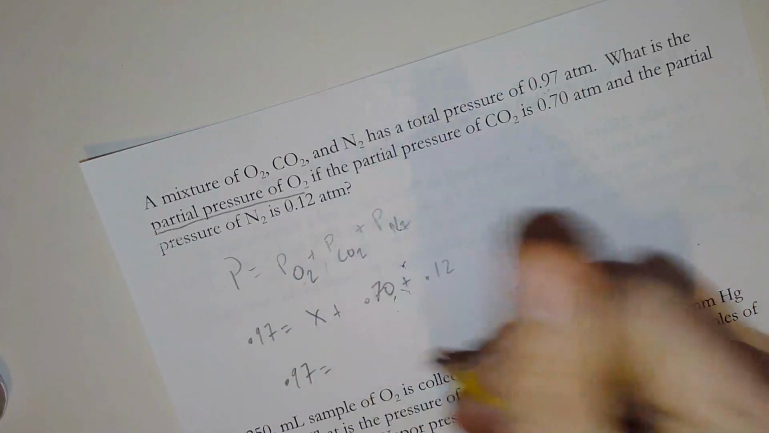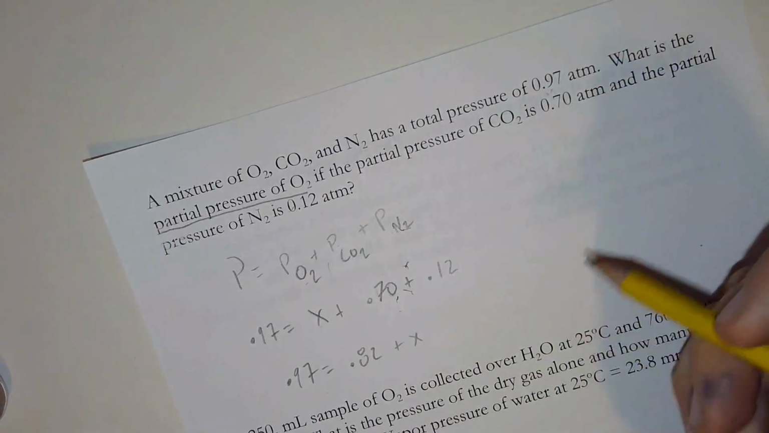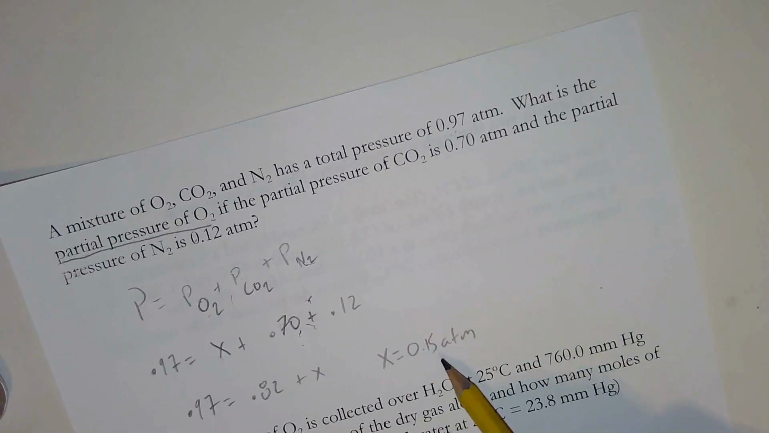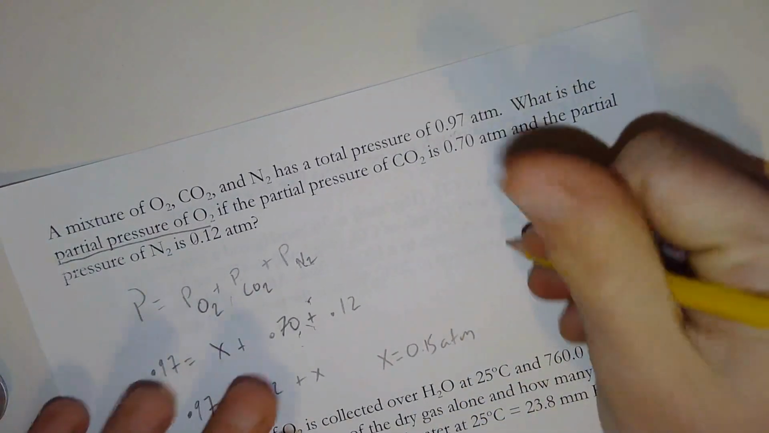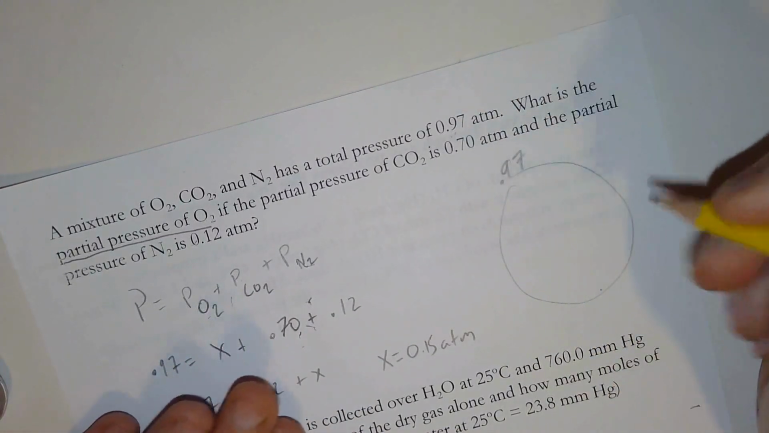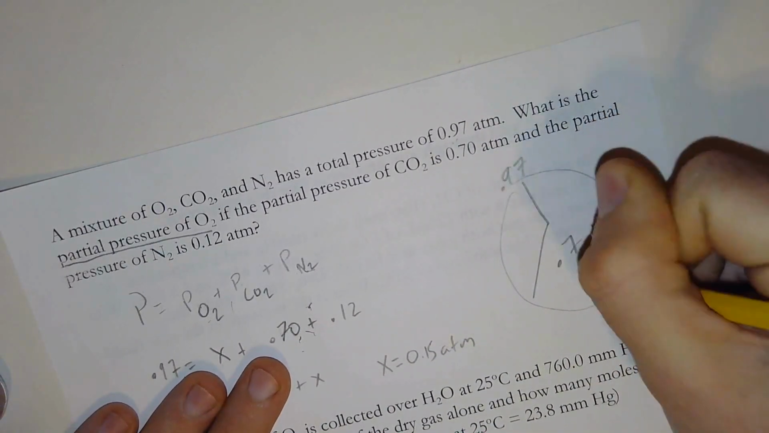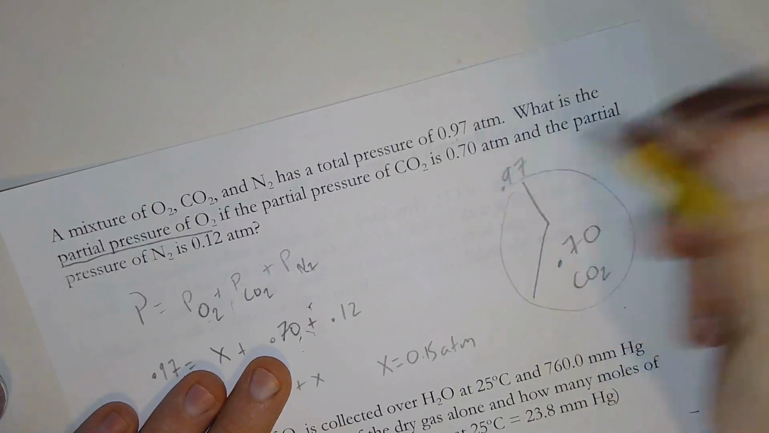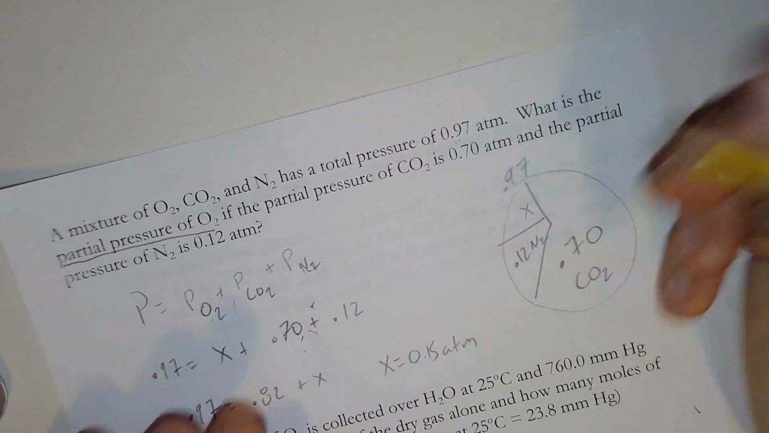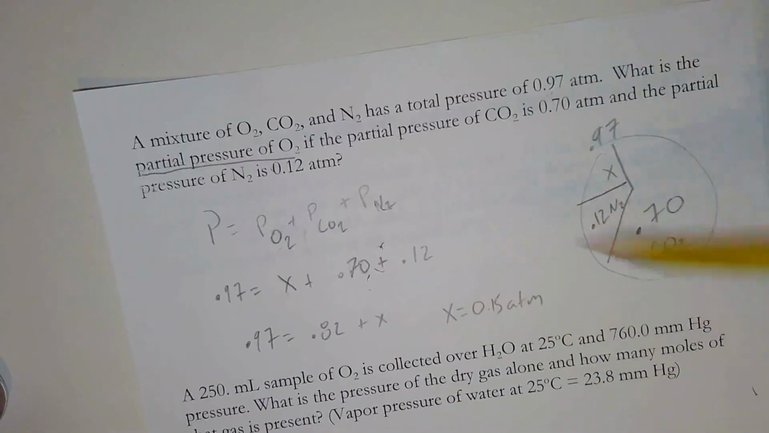0.97 equals 0.82 plus X. So what does X have to be equal to? Okay, good. So 0.15 atmospheres. Now, I personally solve these problems like a pie chart. I know the whole thing has to equal 0.97. And I've already done 0.7 as carbon dioxide. And I know that I've done 0.12 as nitrogen, so my X has to be whatever's left over to equal it. If drawing a picture makes it easier than doing the algebra, whatever works for you.